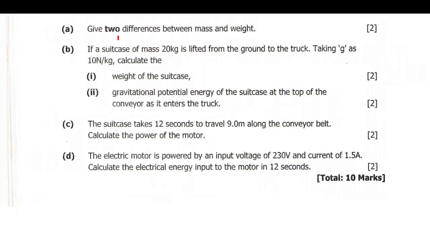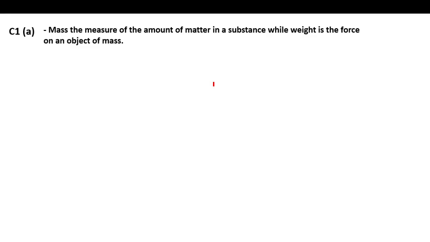Question A reads, give 2 differences between mass and weight. In answering, we are going to say 1, mass is the measure of the amount of matter in a substance, while weight is the force on an object of mass. Then 2, mass is measured in kilograms, while weight is in Newton.